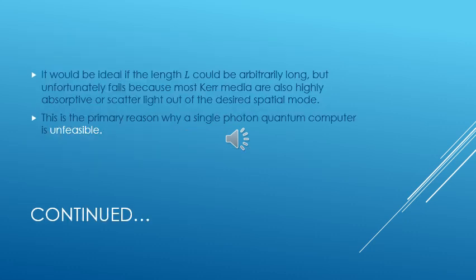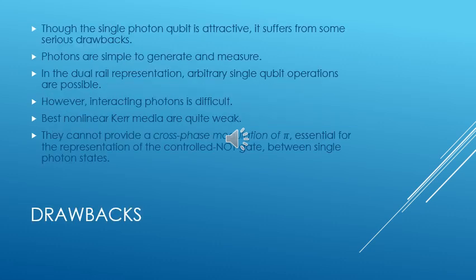It would be ideal if the length L could be arbitrarily long, but unfortunately it fails because most Kerr media are also highly absorptive, or they scatter light out of the desired spatial mode. It is the primary reason why a single photon quantum computer is unfeasible. And this brings us to the drawbacks of the unfeasibility of a single photon quantum computer.